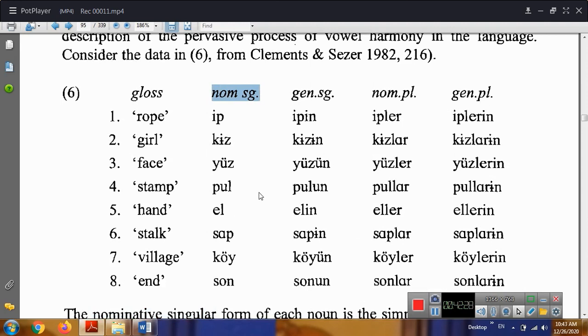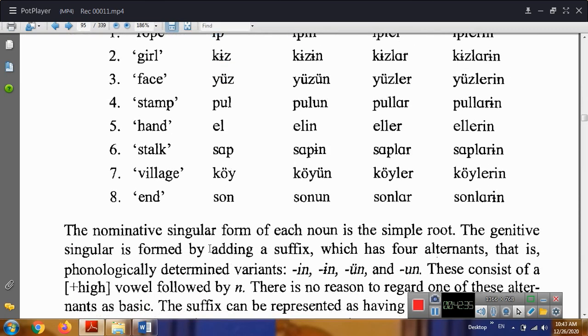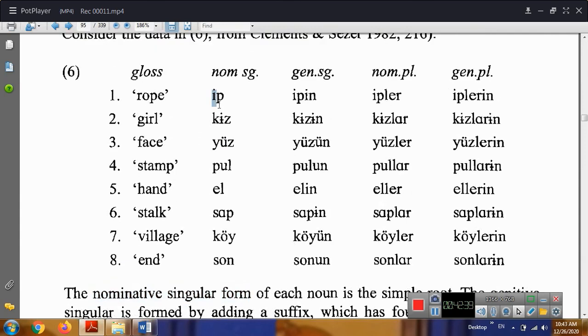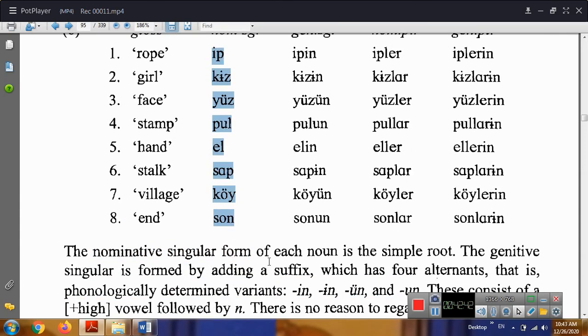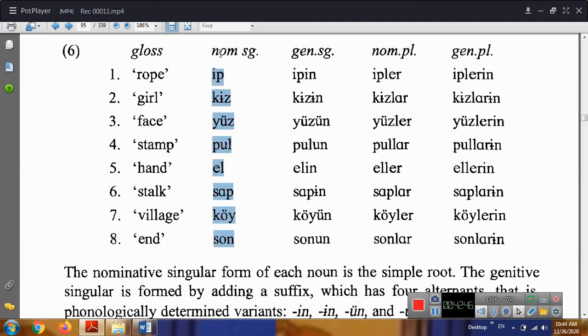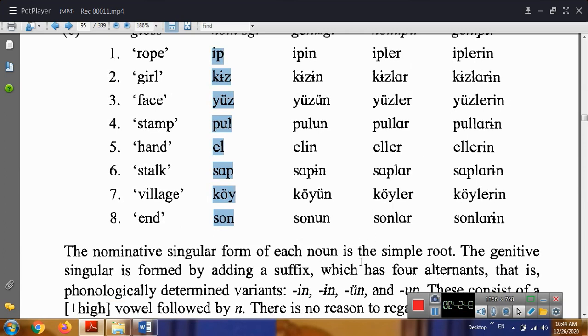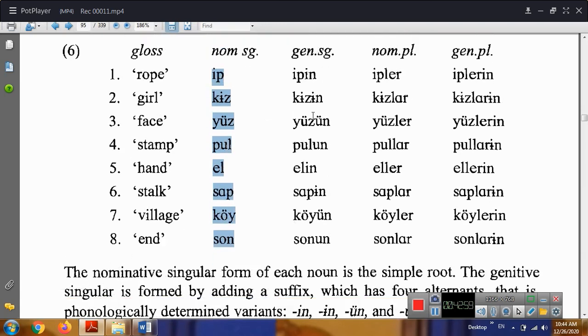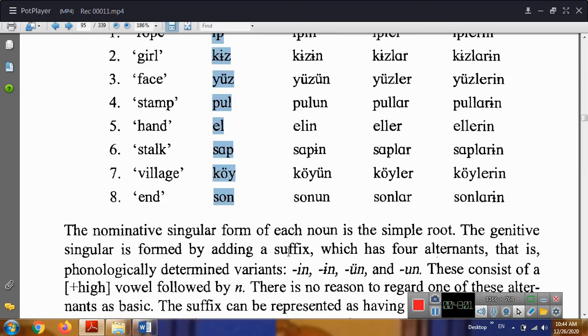Nom SG stands for nominative singular form. It means that this row, this column, the nominative singular form, which we show in this way, nom SG, of each noun is a simple root. Therefore, here we have the root of these nouns. The genitive singular is formed by adding a suffix.